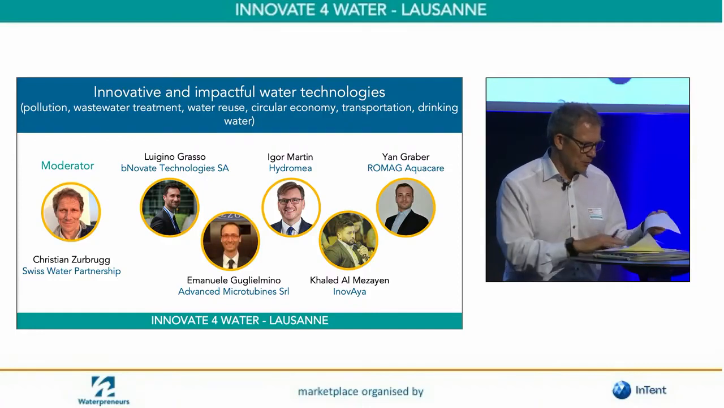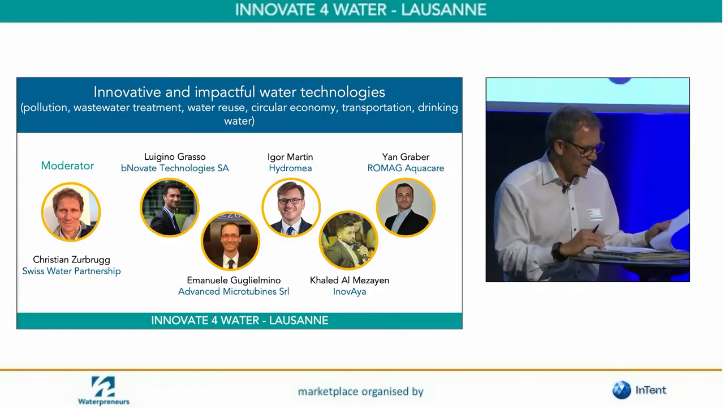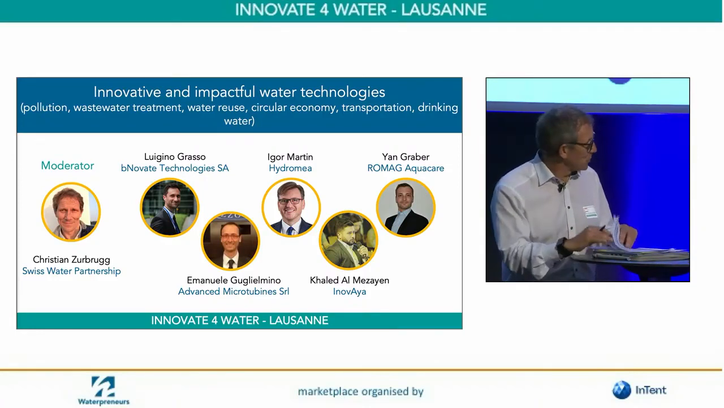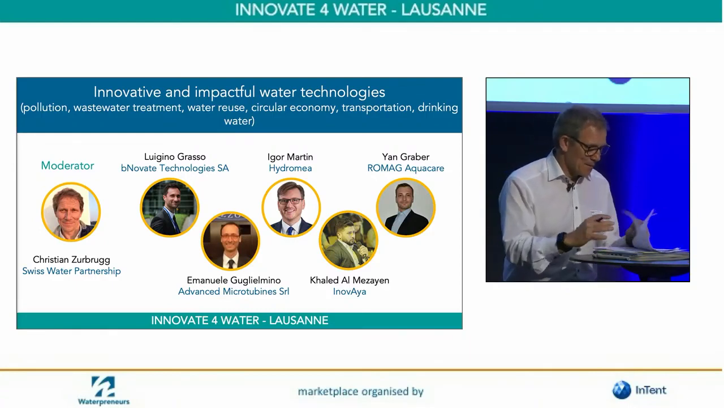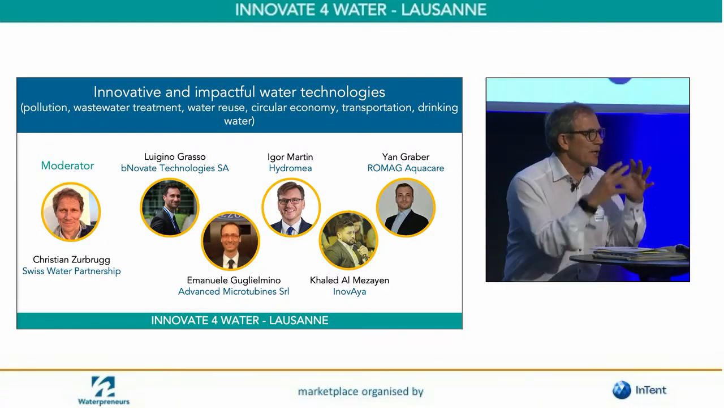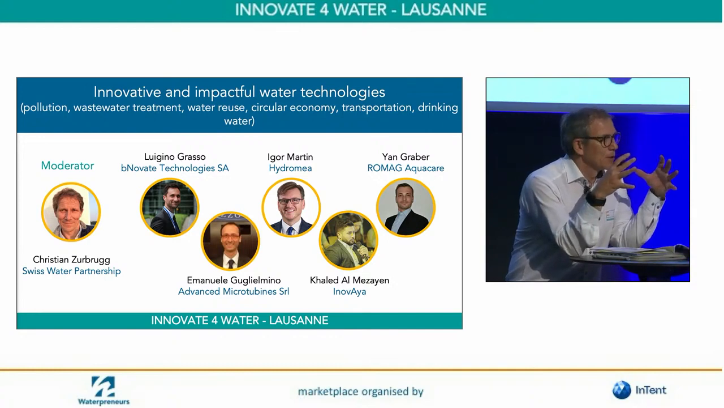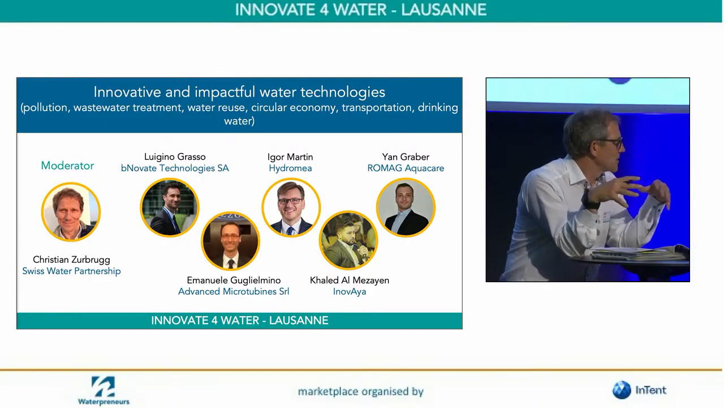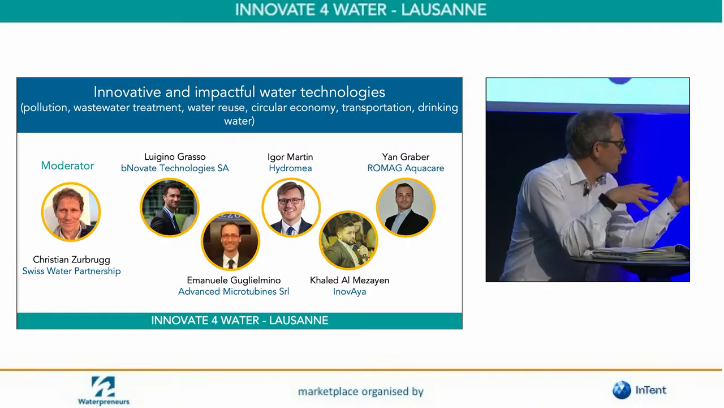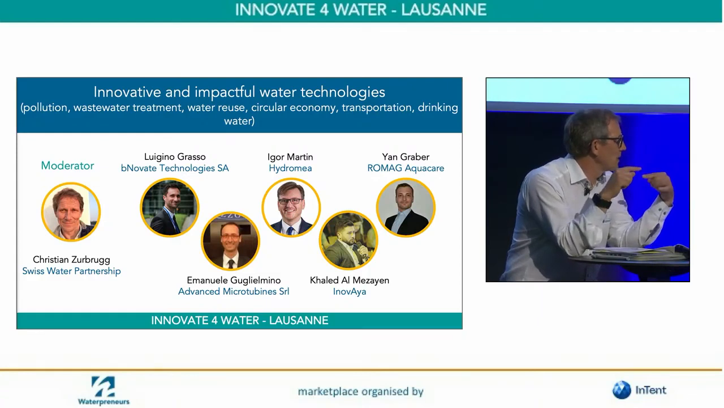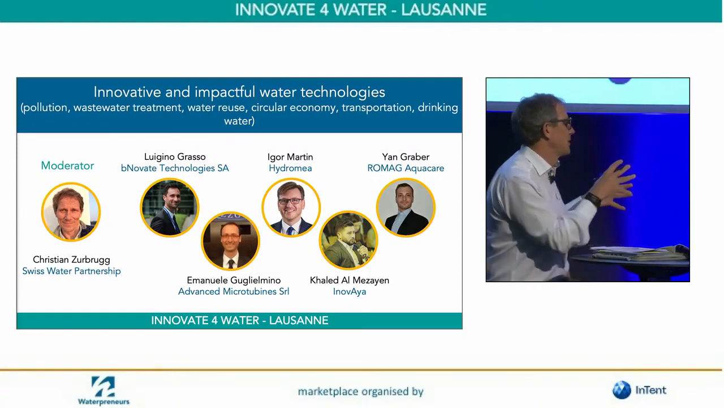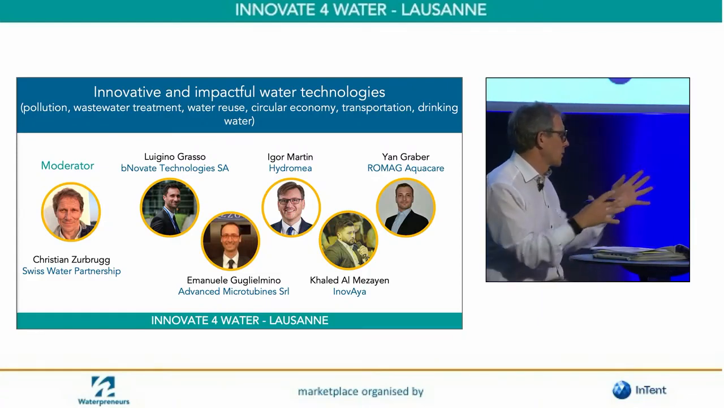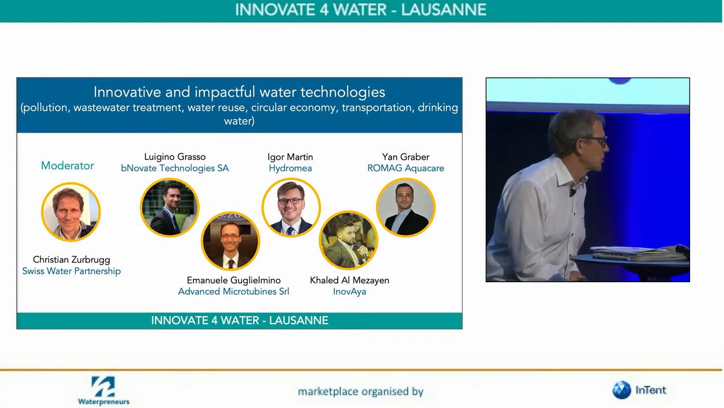Maybe I can start with one question for Luigi. Can you quickly explain your box? Where is it actually installed? Is it installed at the utility, or is it installed at the well? Is it very decentralized? And what would be the necessity if it would have to be installed in a very decentralized way? Just give me some more explanation on that.